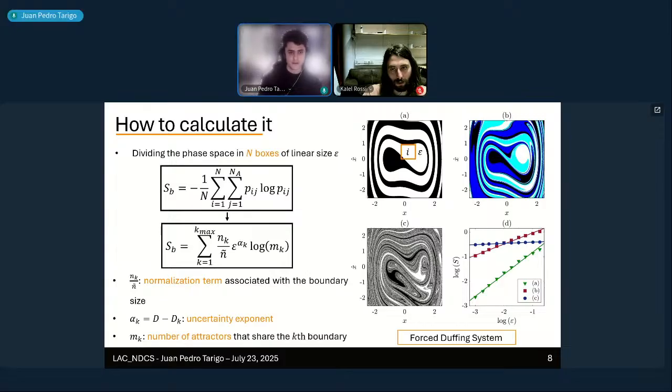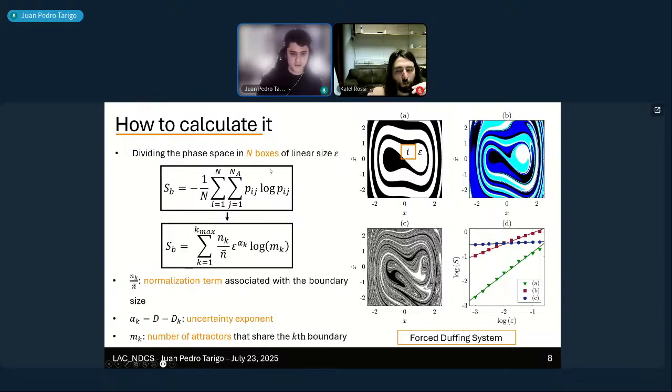To calculate Bayesian entropy, the computation is very easy. Actually, all you have to do is take the phase space of a system. This is the Duffing system. You divide the phase space in boxes of linear size epsilon, and you compute the probability of going to one attractor or the other, and you compute this p log p. That's why it's called entropy. And you sum over all attractors and all boxes, and you get the Bayesian entropy.